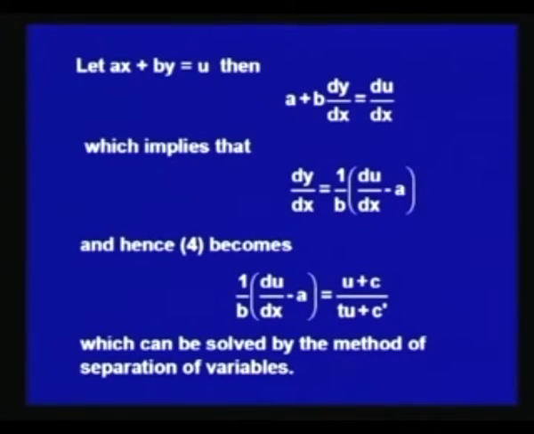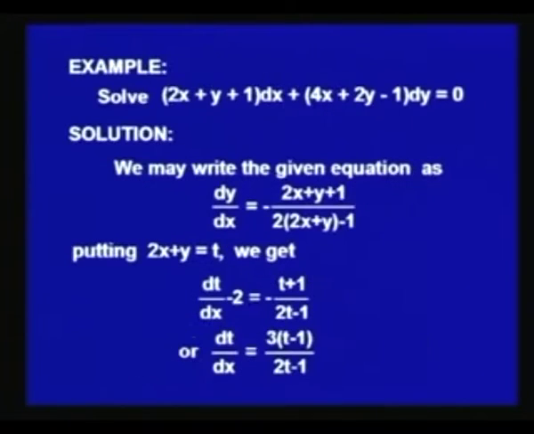and so the equation 4 will become 1 over b into (du by dx minus a) equal to (u plus c) over (tu plus c dash), and then we can separate the variables u and x and use the method of separation of variables to solve this differential equation. We can put the value of u as ax plus by to obtain the general solution of the given differential equation. Let us take an example of a differential equation of this type.